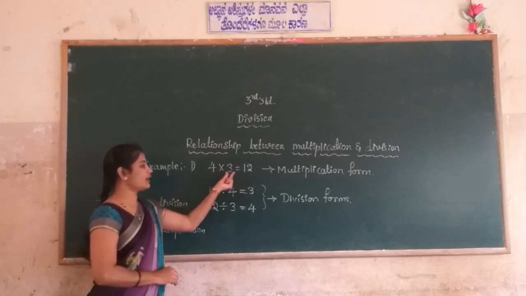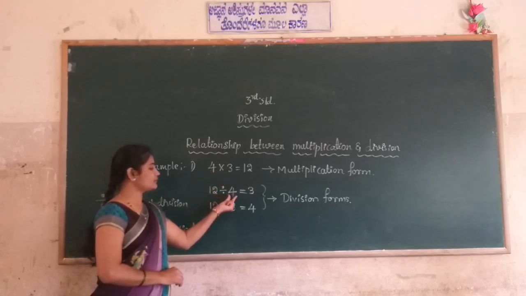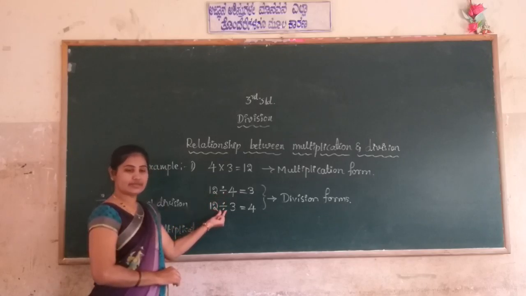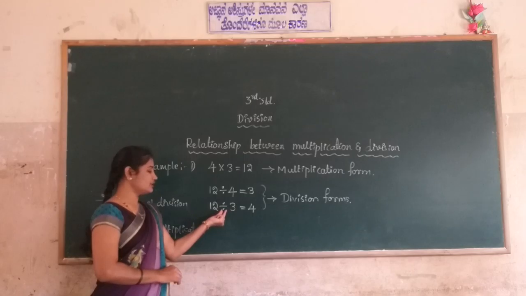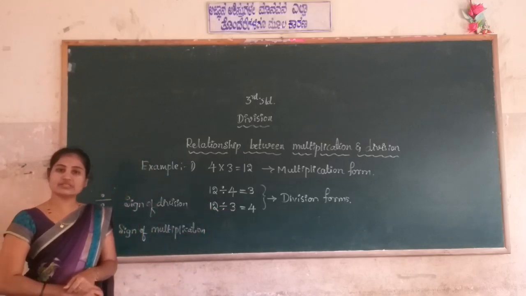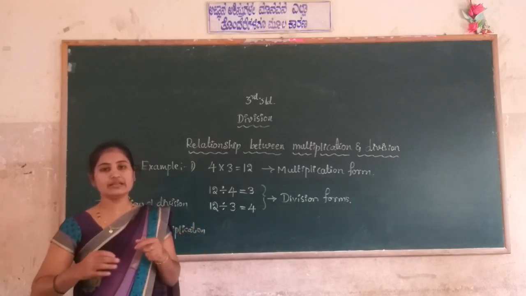4 threes are 12. This is the multiplication form. 12 divided by 4 is equal to 3. This is the division sign. And 12 divided by 3 is equal to 4. This is the sign of the division. Did you understand, students? This is the relationship between multiplication and division.